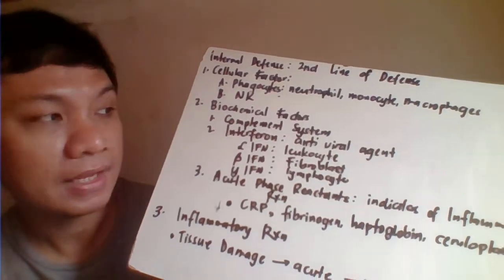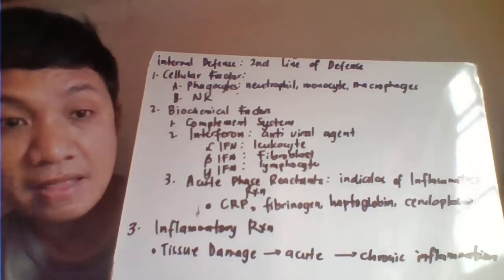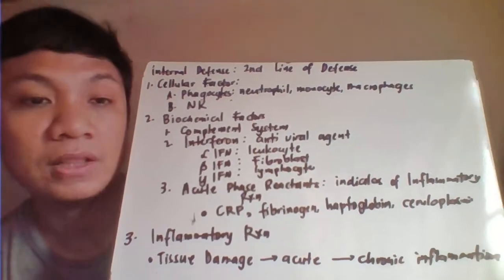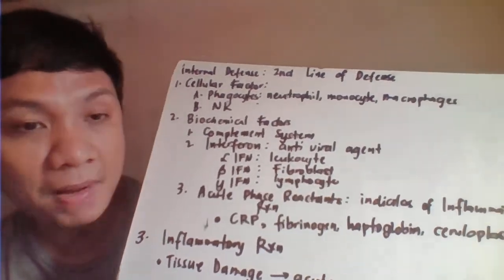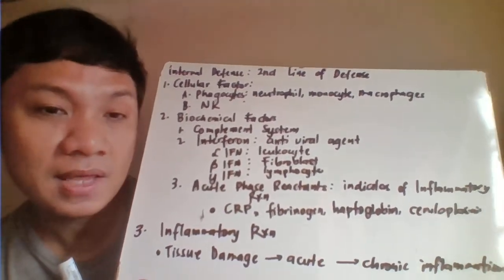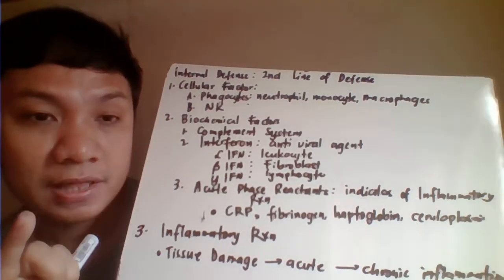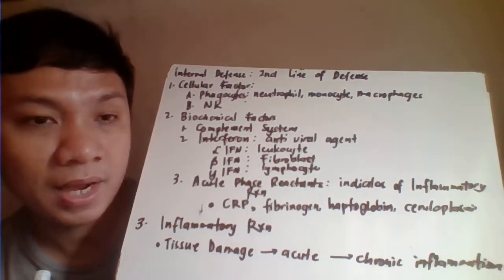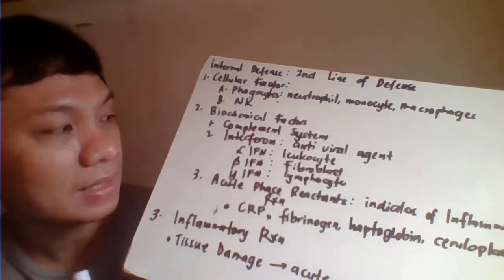Biochemical factors like your complement system. The complement system is a cascade of reactions that helps our body eliminate pathogens, especially the antigen-antibody complex with the classical pathway of complement activation. There are three pathways: the classical pathway, the alternative pathway, and the mannose binding lectin. We'll be discussing that in our succeeding lessons.